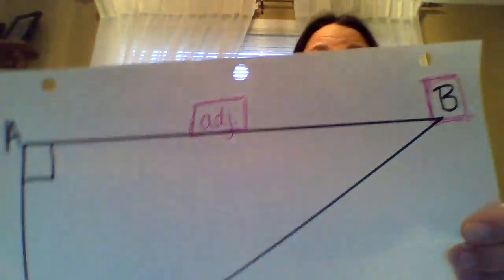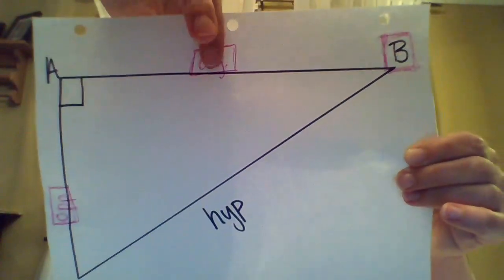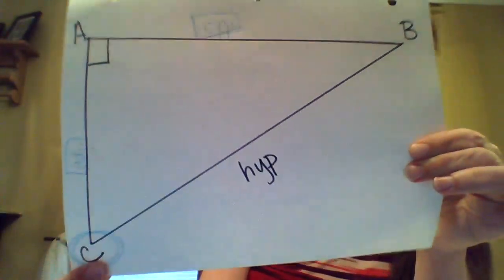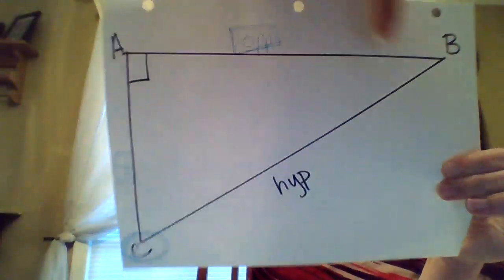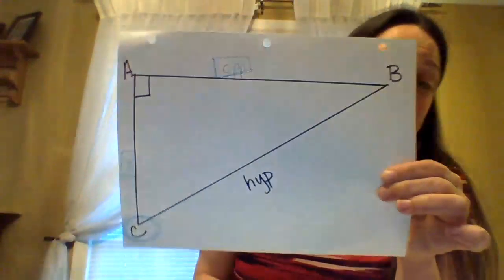But if I call on student B, the one I wrote in pink, this long one across the top is what we would call adjacent, and the one that goes up and down is what we would call opposite. But if I call on a different student in the room, if I look at a different angle, the long one across the top is opposite, and the one that's going up and down is adjacent. All right, so we have to be very careful.